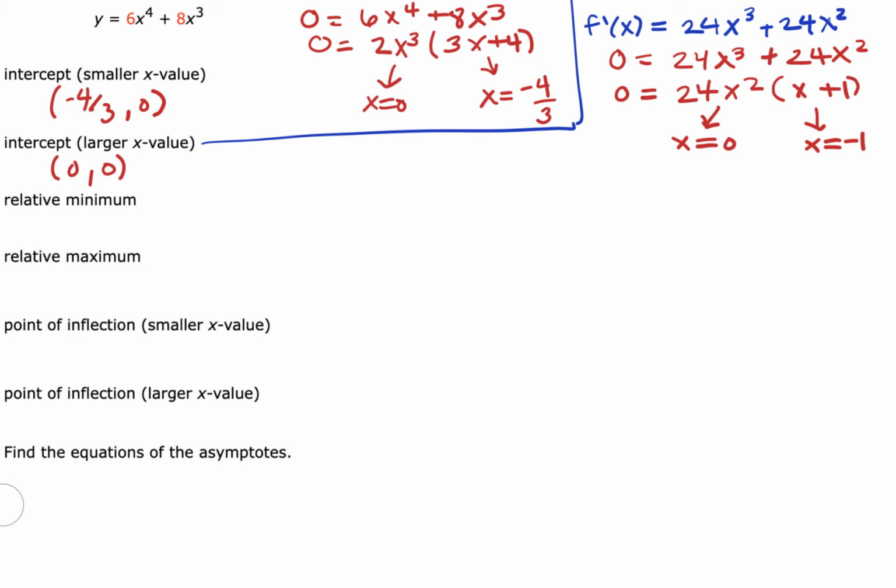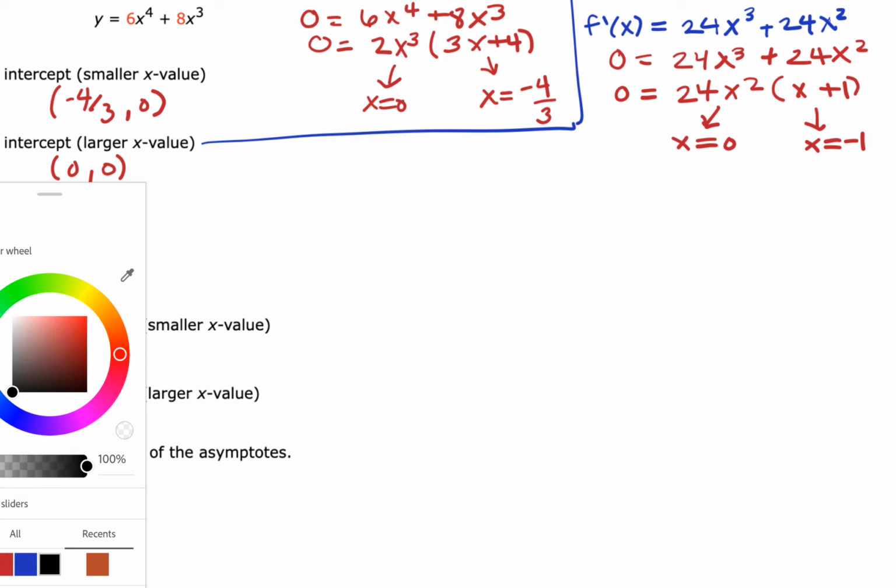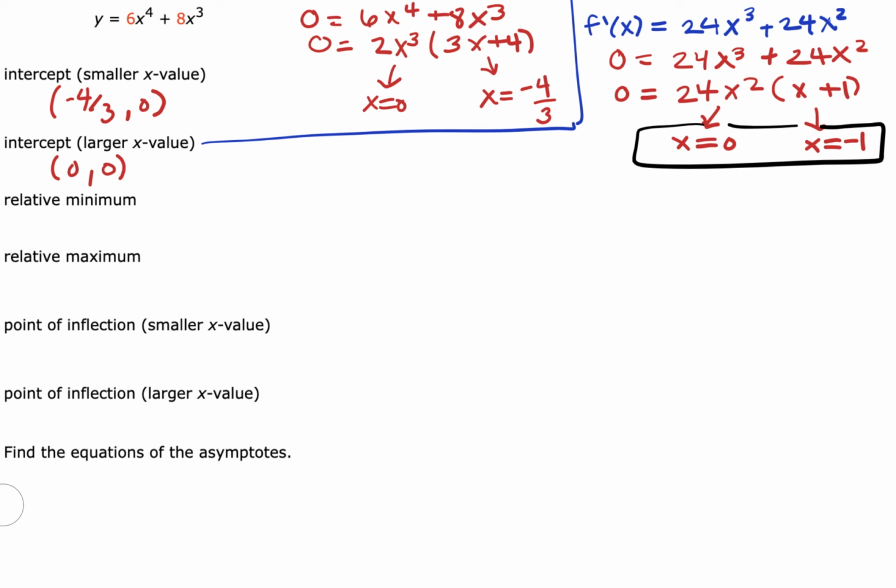Okay, these are our critical numbers, okay? So I'm actually gonna use a black color here. These are our critical numbers, okay? And they help us figure out where our relative max and min are, okay? So if I were to plot these numbers on a number line, so let's say we have our -1 and our 0, and we are going to test these in f prime of x, okay? So we know those are our critical numbers. We want to test values before -1, between -1 and 0, and after 0. And I'm going to do that by plugging in values into that function we derived, 24x cubed plus 24x squared.